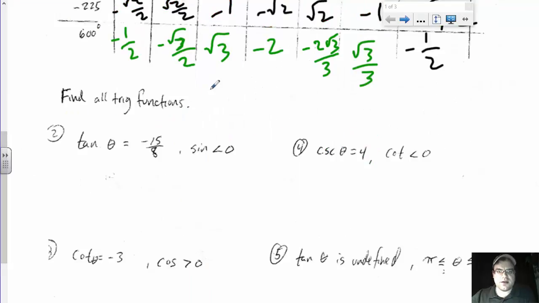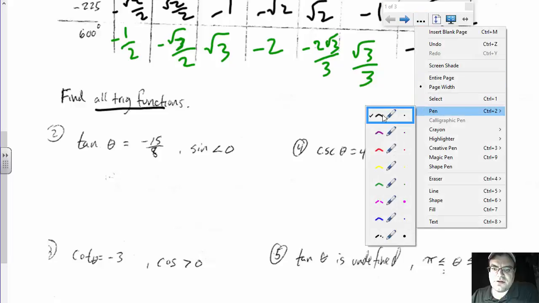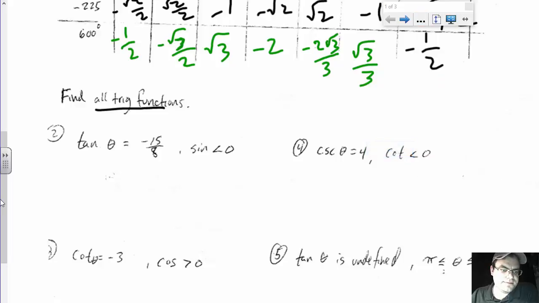Now we have this. This is what I care about. Alrighty, so we got number 2, the tangent of theta. I want all the trig functions. So the tangent of theta is negative 15 over 8. We've done all these in class, of course, but let's do it again. Alright, sine is less than 0. So remember that all students take calculus. This tells me that all trig functions are positive here. Sine is positive here, tangent's positive here, cosine's positive here.